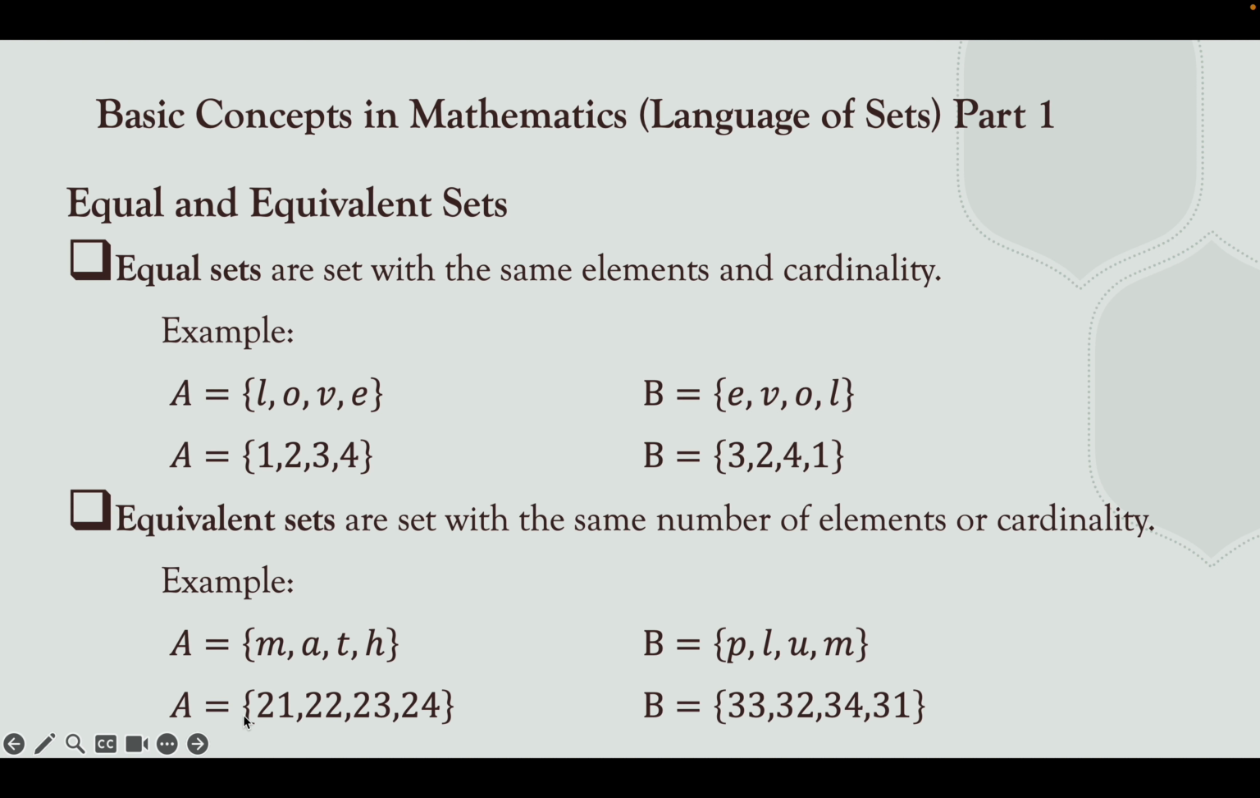Another example, we have set A 21, 22, 23, 24, and set B we have 33, 32, 34, 31. So they have different elements from both sets, but then they have the same cardinality. So that is an example of equivalent sets.